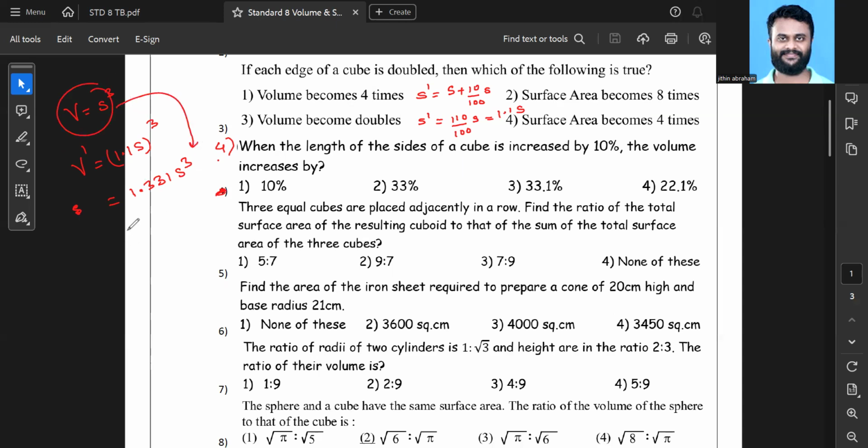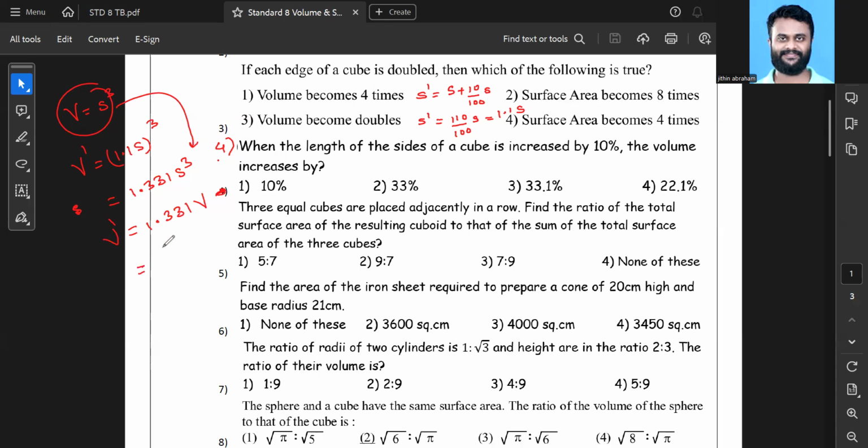And the side cube is old volume. So the new volume will be equal to 1.331 old volume. This gives you how many times the old volume it is. Now the question is not about how many times it is. The question is about how much it was increased. Now how much was it increased?